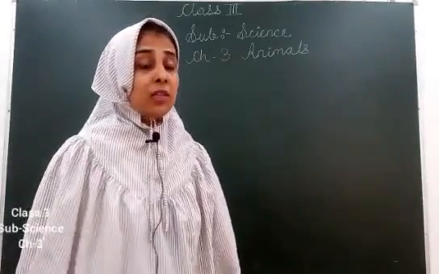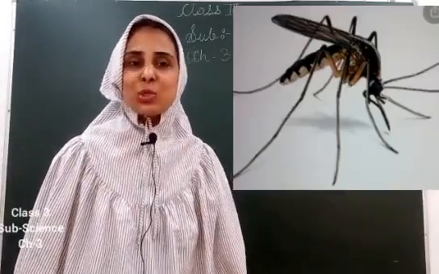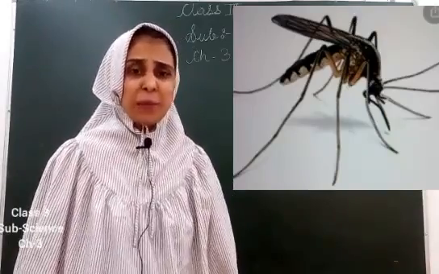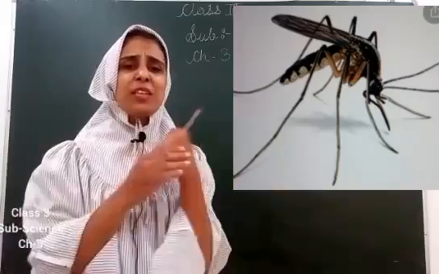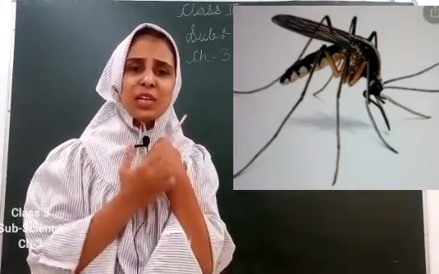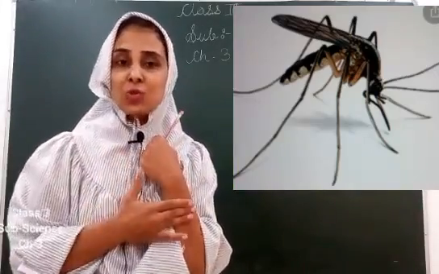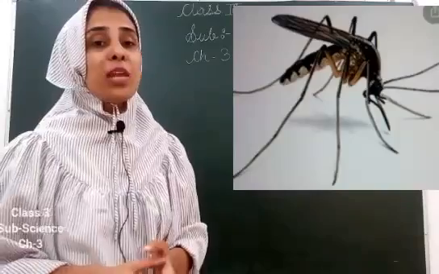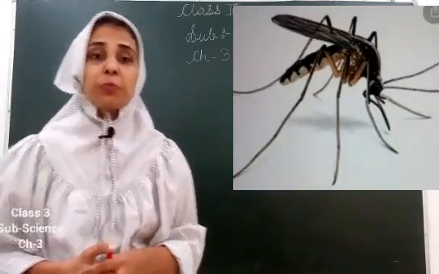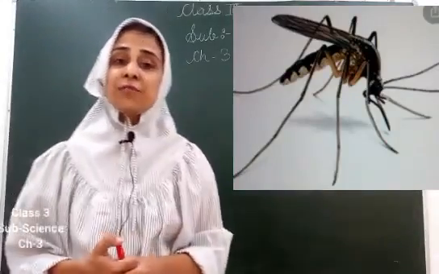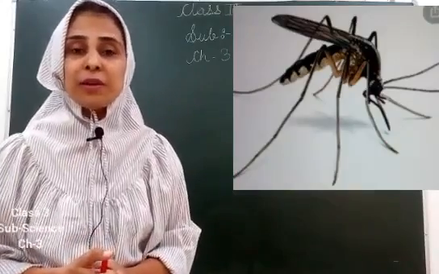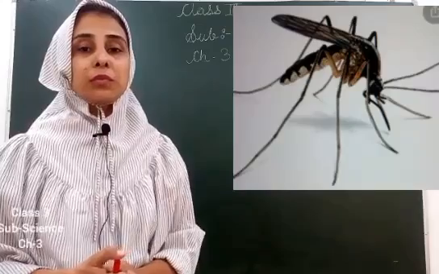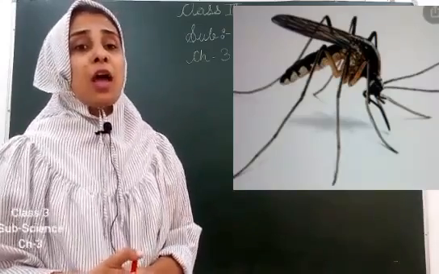Now, the other insect is the mosquito. You know mosquitoes bite us, right? When a mosquito bites, what do we do? We feel like itching. Why? Because they suck the blood, usually the female mosquito. They feed on human blood.